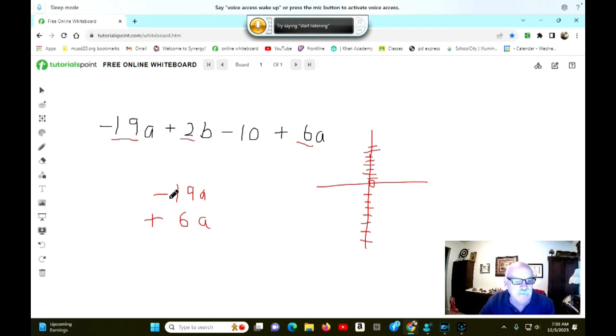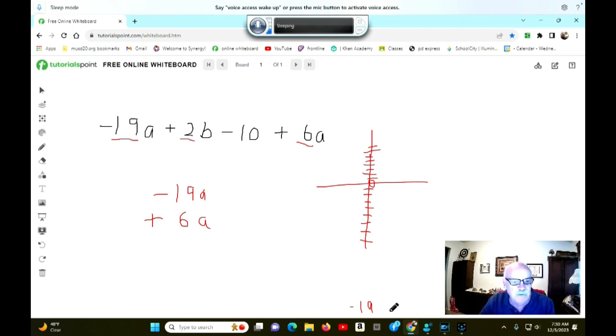Okay, so we have negative 19. That means we're going to go down 19 ticks. So 1, 2, 3, 4, 5, 6, 7, 8, and so on. We're going to come all the way down until we hit the negative 19. So now we know that we're starting at the negative 19, whatever a is, which is way down here.